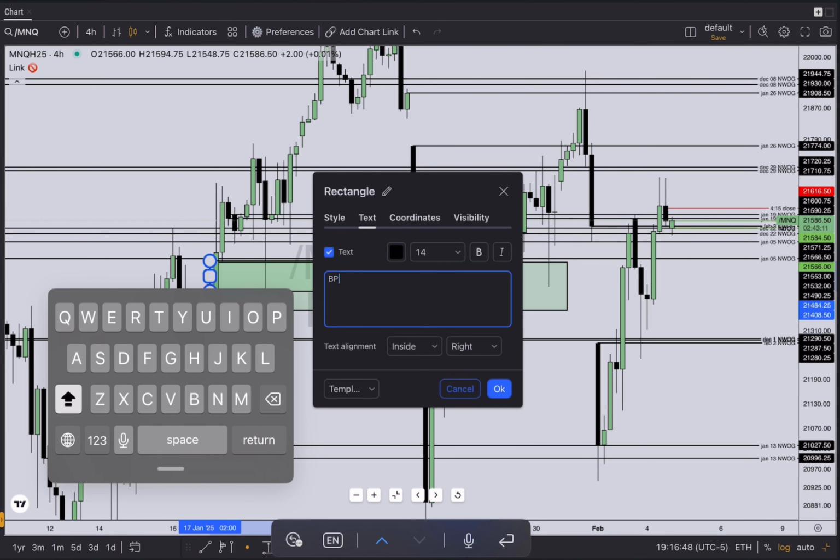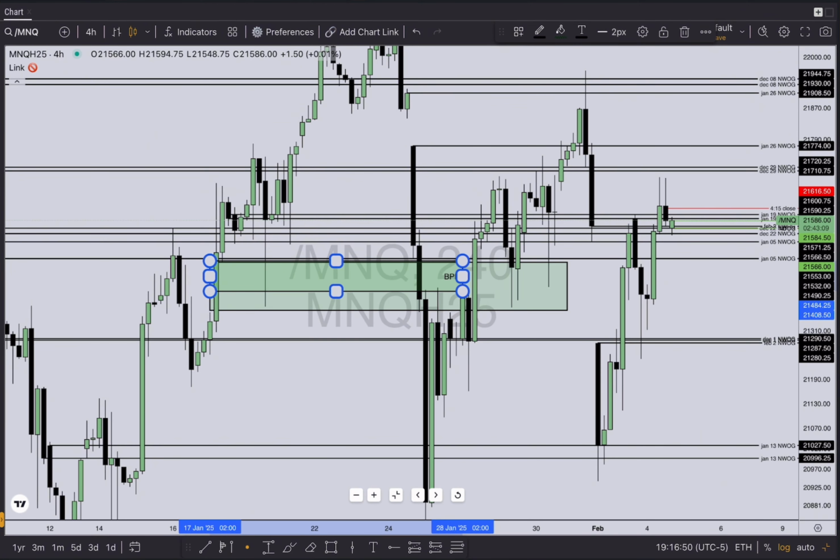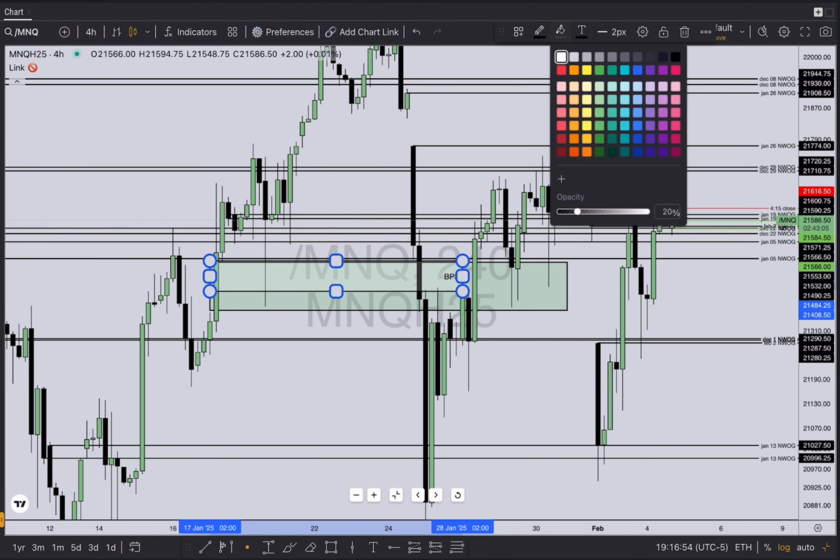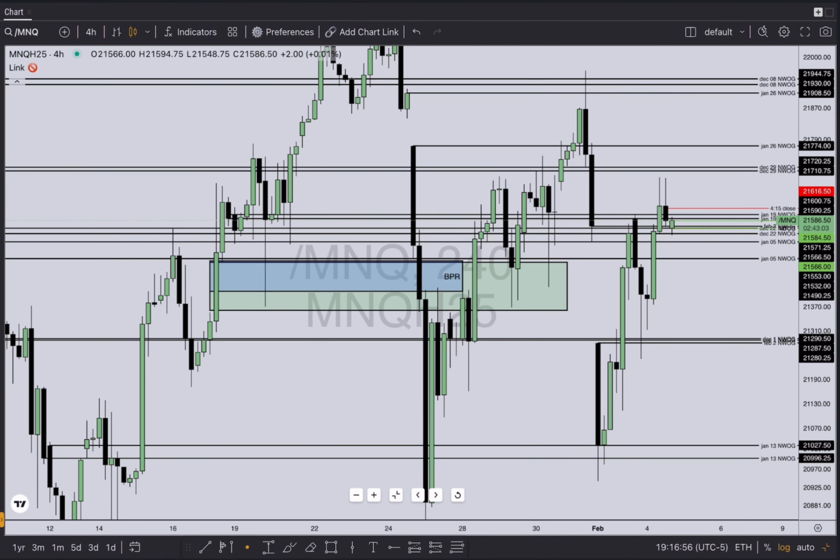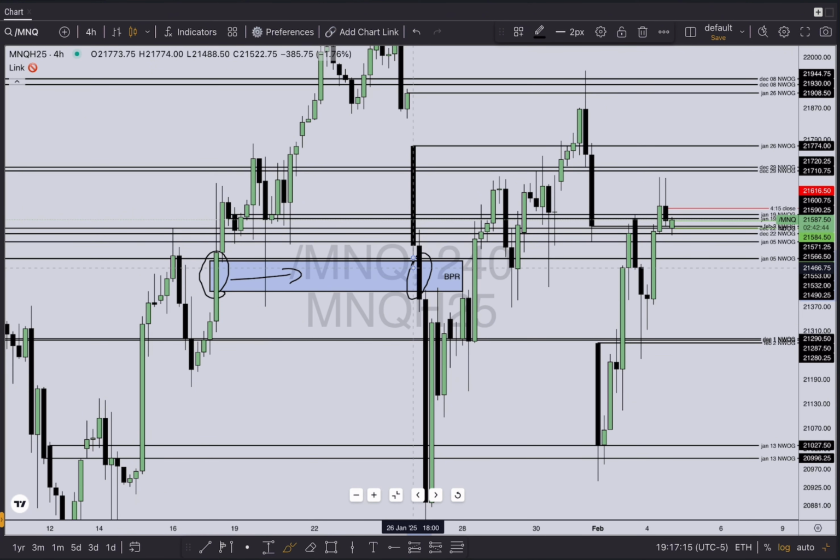BPR, and put it in a whitish color. Oh no, let me put it in a different color, a bluish color, right? So the BPR is the area that is included in both fair value gaps. So the BPR, if we take this normal fair value gap off, is this blue shaded area. That's the BPR, which is basically this portion of this fair value gap, extend that through, and this fair value gap, because it overlaps with it.